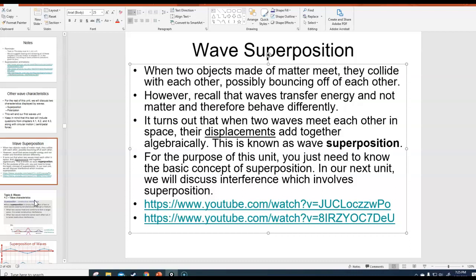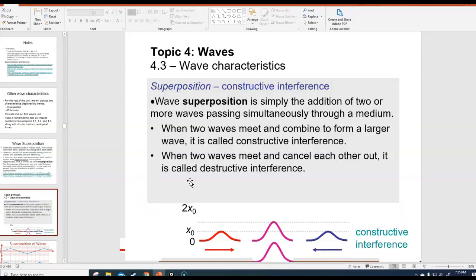Okay, so just to look at a few examples of superposition. In the simplest terms, you can imagine if you have two wave pulses going towards each other. So here we have a red pulse going to the right and a blue pulse going to the left. When they meet up and occupy the same place in space, they add together. In this case, they both have a positive displacement, and so if you add a positive displacement plus another positive displacement, you get a bigger positive displacement. Okay, so this is an example of what's called constructive interference, and again, we'll talk more about interference in the next unit, but this is possible because of superposition.